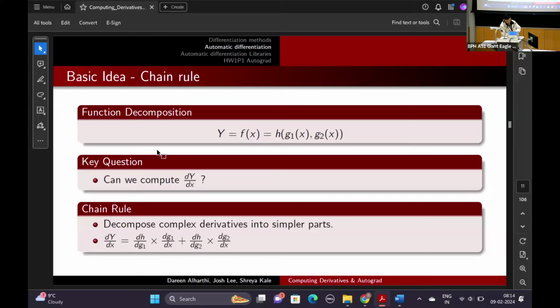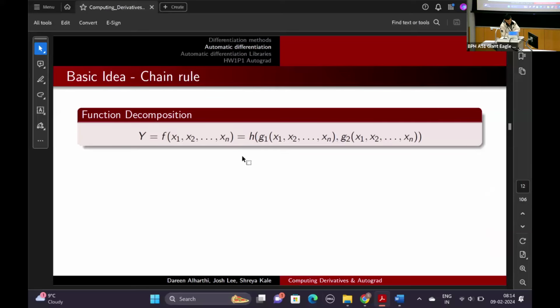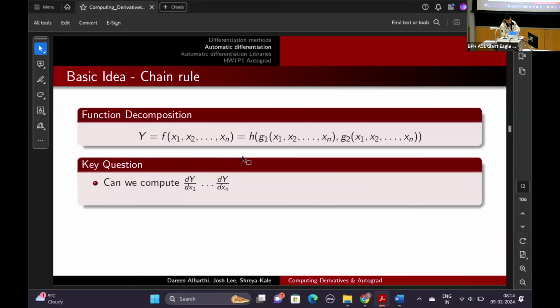So, why is it not moving? If you have this sort of a function where h involves two other functions, but then each function involves a large number of parameters, right? How would you compute each of these derivatives? So basically, you want to differentiate y with regards to each possible input variable, right? So how is that doable?